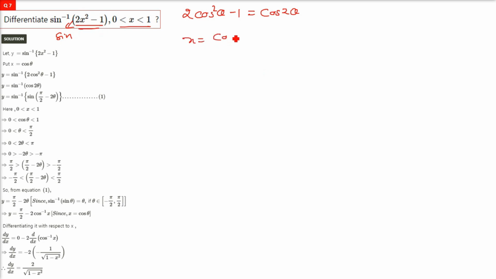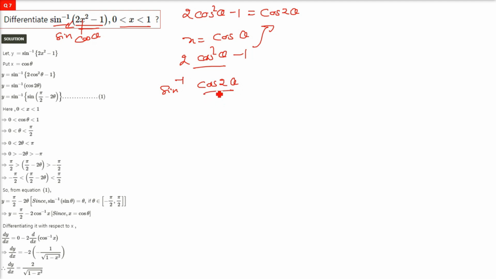Please remember. So we will replace x by cos theta here, so that we can get 2 cos square theta minus 1. So 2 cos square theta, x is cos theta. So 2 cos square theta minus 1. And 2 cos square theta minus 1, I just told you it is cos 2 theta. So cos 2 theta it will be. Or cos 2x, whichever you call. So sin inverse cos 2x it is basically.